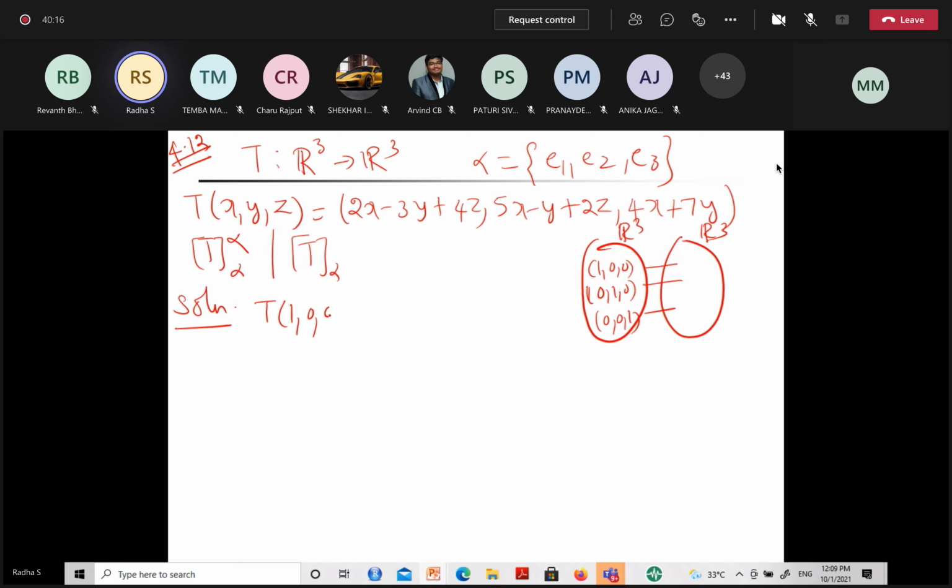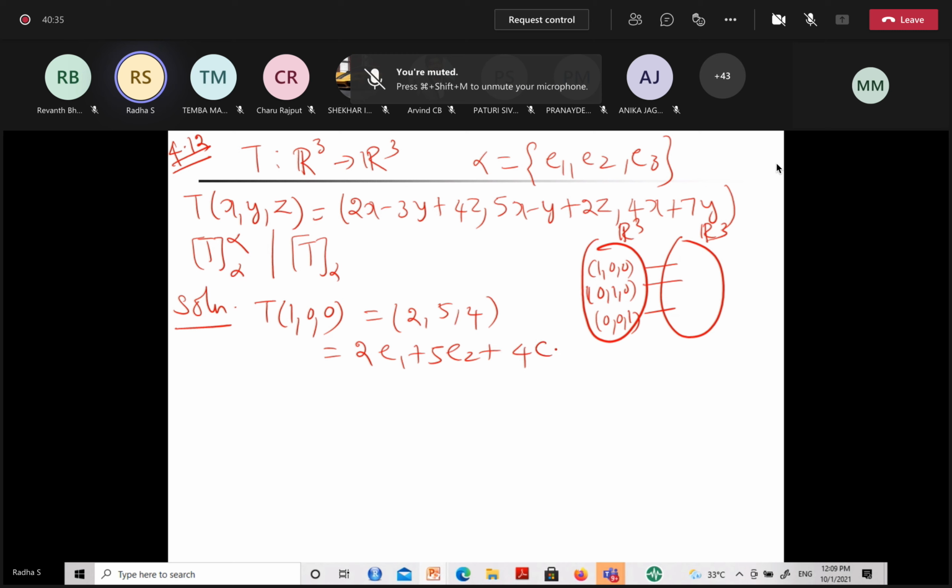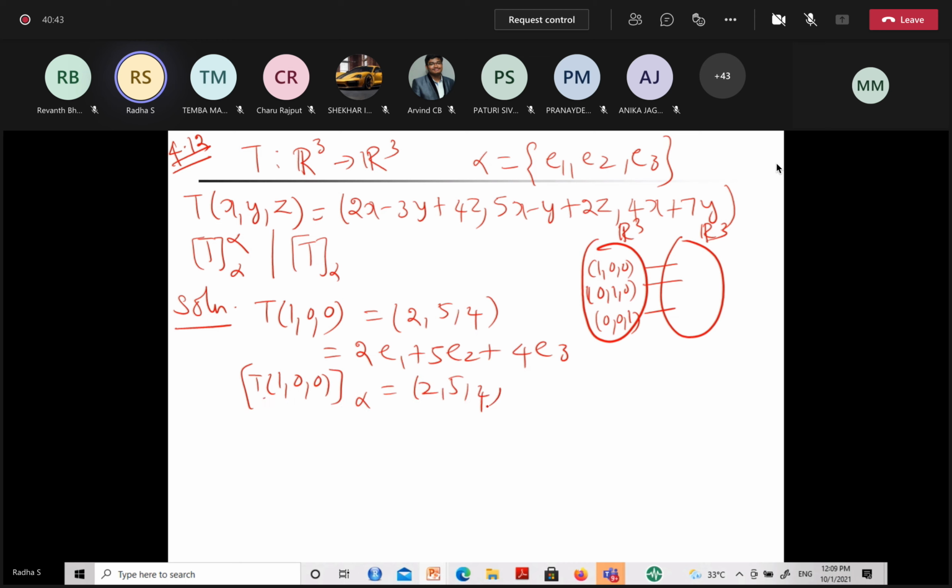So you have to find where these three elements go. Tell me where T of 1, 0, 0 goes. This is very simple here, this matrix: 2, 5, 4. So that is 2 times E1, 5 times E2 plus 4 times E3. So T of 1, 0, 0 with respect to alpha is 2, 5, 4.